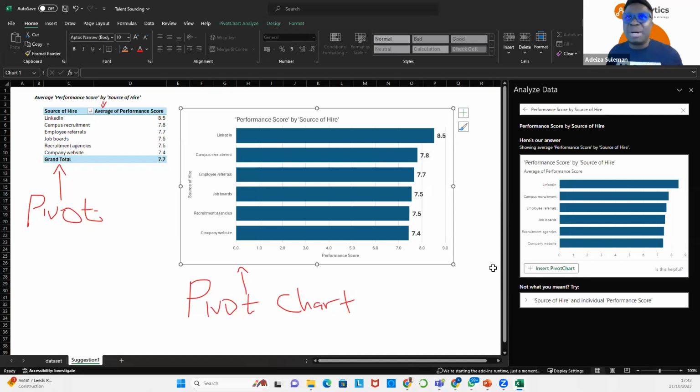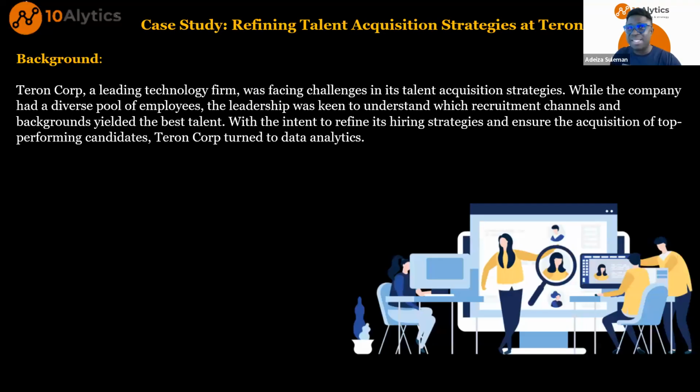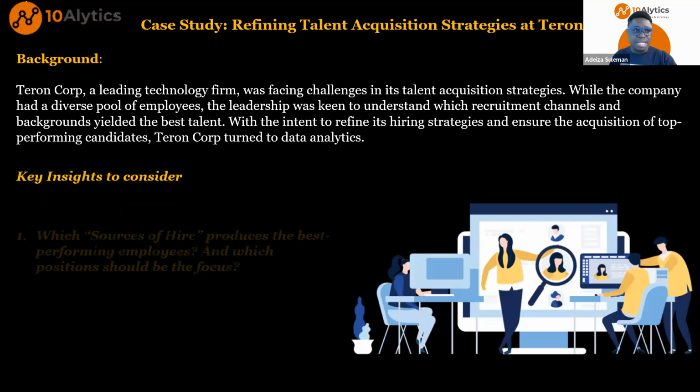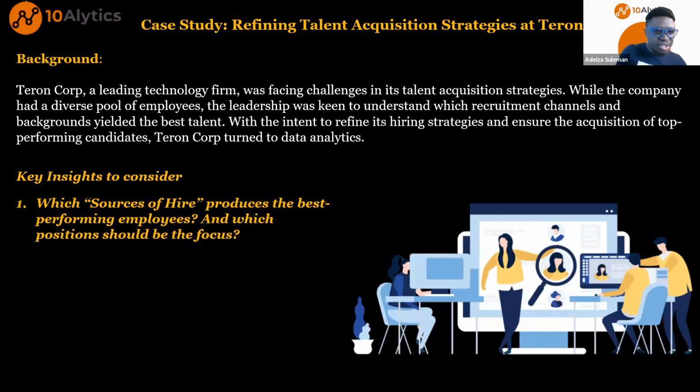Okay, so this is question number 1. But also remember that question 1 has 2 sides. Let's go back and look at it one more time. Question 1 also wants us to find out the positions that we should focus on. So now we've seen that it is LinkedIn. The question now is, which position should we be focusing on? Yes, LinkedIn gives us very high performing employees. 8.5 is the average performance rate from employees that come through LinkedIn.